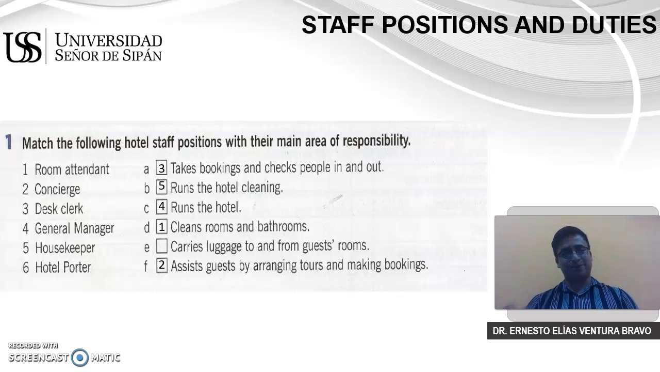And of course, the most difficult, hotel porter is letter E, who is responsible to carry luggage to and from guest rooms. Alright? Now you know more about staff positions. Let's continue.